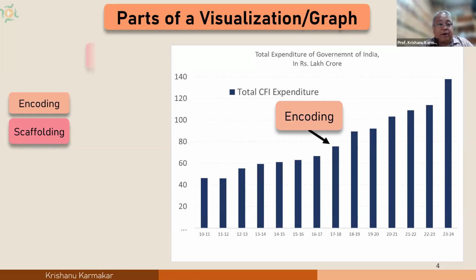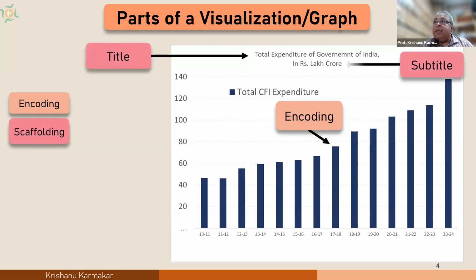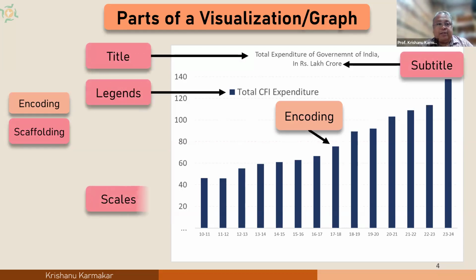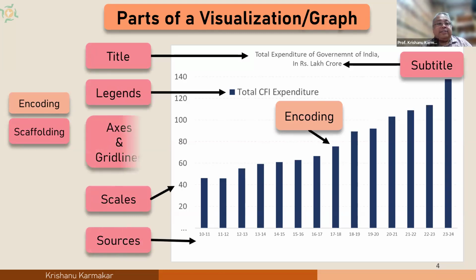What is the scaffolding part? Everything else is scaffolding. The title is scaffolding, the subtitle is scaffolding, the vertical axis, the legend, the horizontal axis, the scale of the axis, and also if I had a source of the data written at the bottom of the chart, that would also be scaffolding.